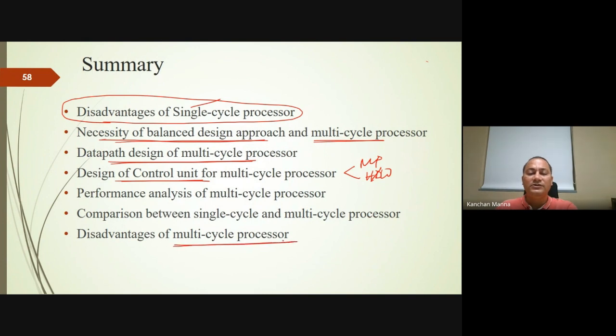Disadvantages meaning that you can see only one stage is busy at an instance. Other stages are sitting idle. So that can be improved when we discuss the pipeline processor. So that we'll discuss in the next classes.